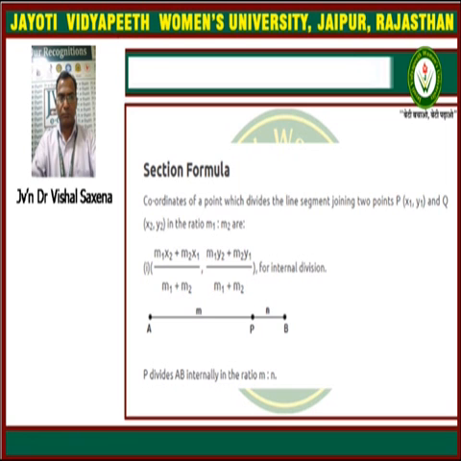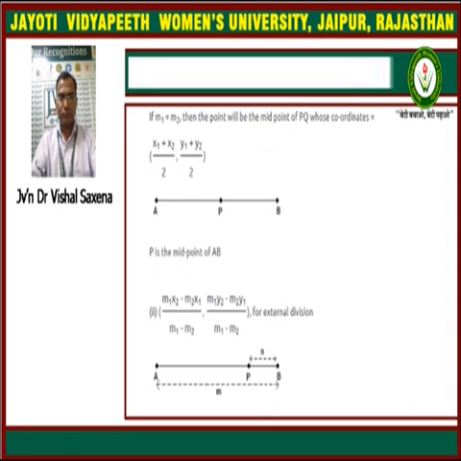which divides the line segment PQ in the ratio m1 : m2 as shown in the figure. If m1 is equal to m2, then the point will be the midpoint of PQ, and its coordinates are given by (x1 + x2)/2, (y1 + y2)/2, and P is the midpoint of AB.